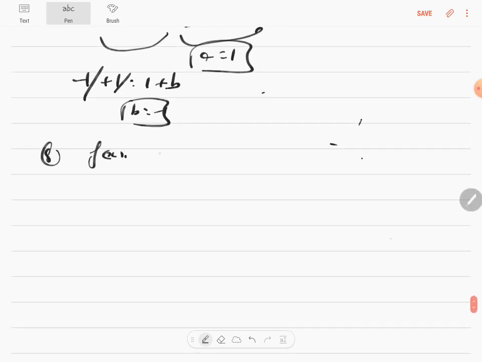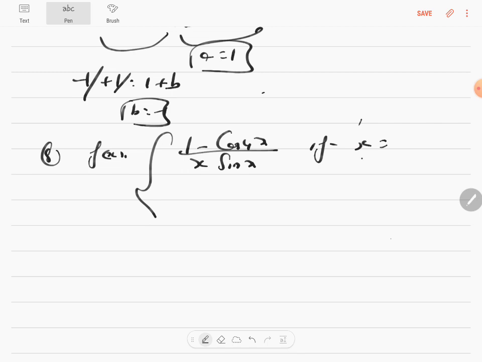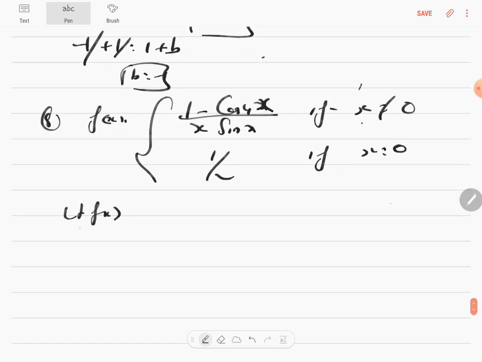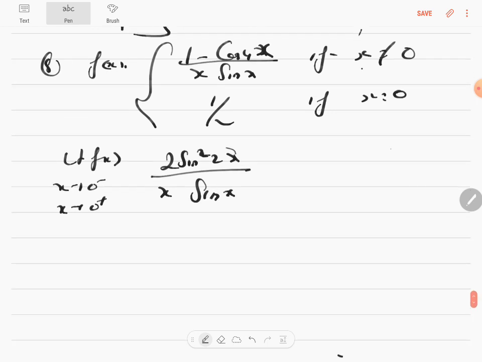f(x) is equal to (1 minus cos 4x) by (x sin x) if x is not equal to 0, and 1 by 2 if x is equal to 0. You know it's 0 by 0 form, but there's a trick: 1 minus cos 4x. So the limit of f of x as x tends to 0 from the left and from the right is 2 sin square 2x by x sin x. And you know sin square theta by theta square.